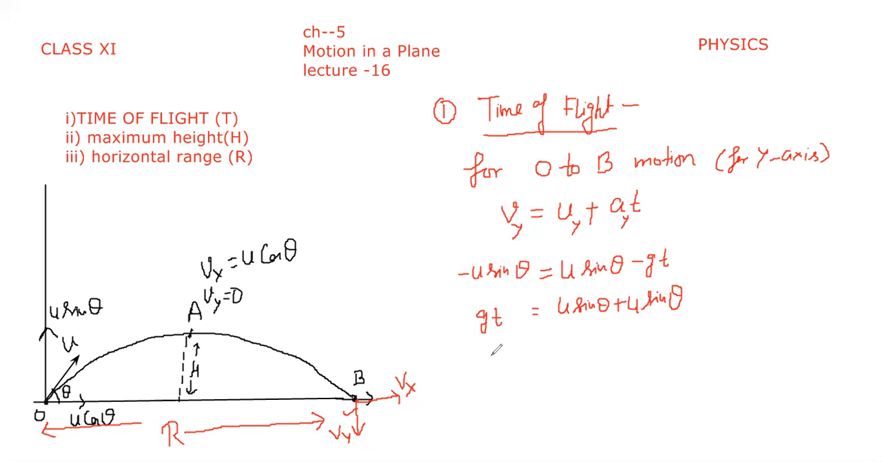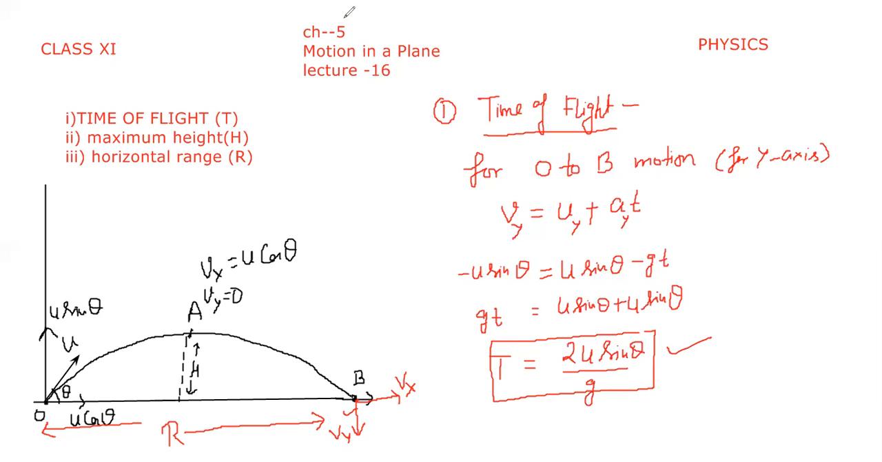So from here, t is represented by capital T. What is the value of capital T? That is 2u sin theta upon small g. Is this line clear or not? Tell me. So capital T equals 2u sin theta upon small g. This is the formula for time of flight.